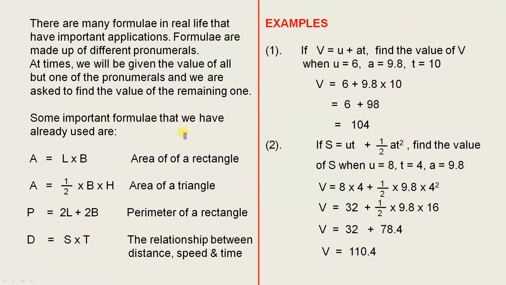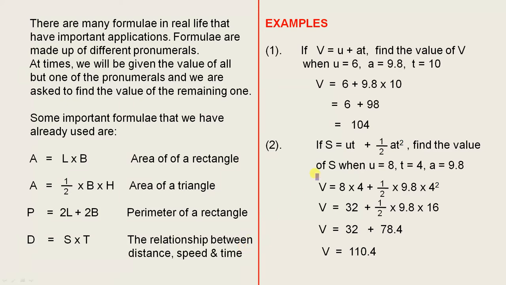Some important formulae that we have already used are A equals L times B, that's the area of a rectangle. A equals half times B times H, the area of a triangle. P equals 2L plus 2B, that's the perimeter of a rectangle. And D equals S by T, the relationship between distance, speed and time.